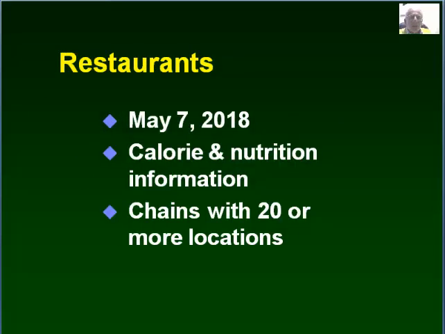Restaurants, well, we got to a point where we're actually looking at requiring information to be available to you if you go to a restaurant. And I think if you look at the restaurant menus, and certainly the large chains, you're going to see that that information is present. This became law on May 7th of 2018, requiring calorie and nutrition information. And in order to be required to do this, chains with 20 or more locations are required to provide this information. Now, some of them have done it well before, certainly it was required.